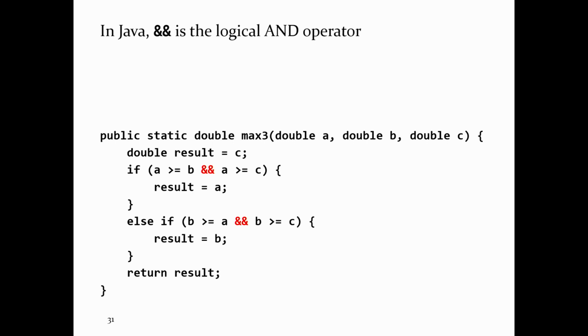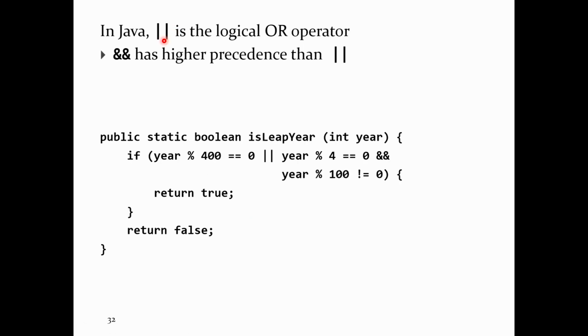Okay, there's no and word in Java. If you want to use and, it's double ampersand. If you want to use or, it's double vertical bar. And in Java, and in Python actually, and has higher precedence than or. So what does that mean? It means if you have a statement that has multiple ands and ors in it, the ands happen first, from left to right, unless you have parentheses. If you have parentheses, then the stuff in parentheses always happens first.